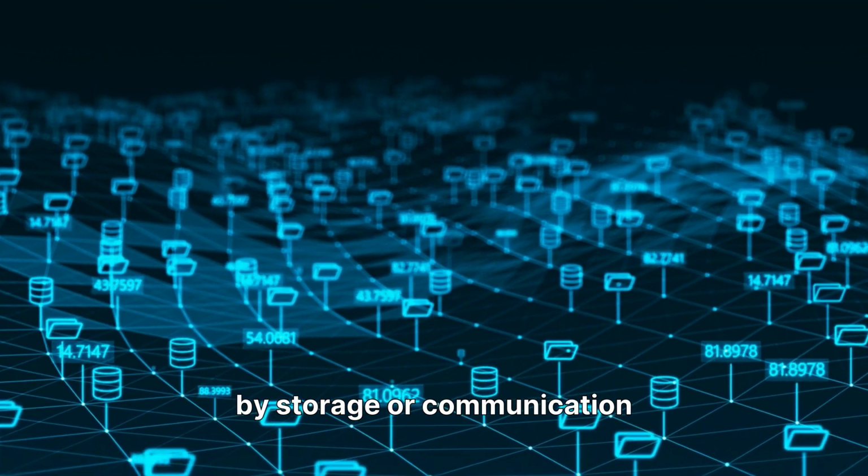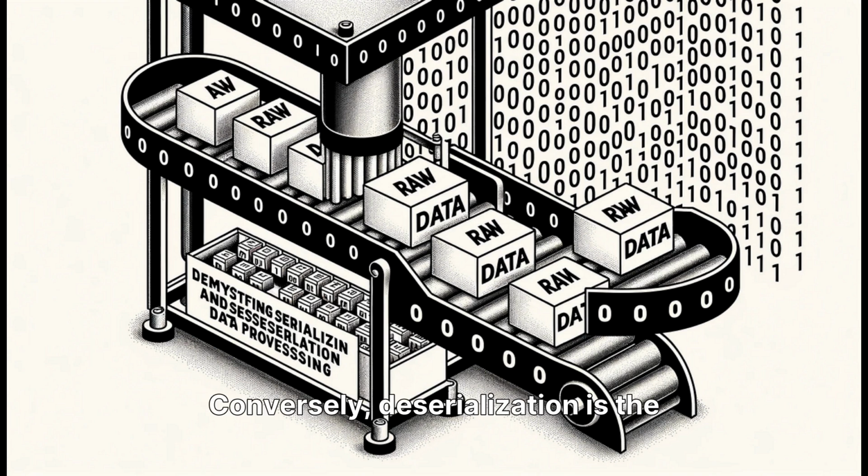storage or communication mechanisms. Conversely, deserialization is the reverse process, taking that stream of bytes and meticulously reconstructing the original object. All the data and structure are restored to their previous state, making it fully functional and usable within your application again. It's like rebuilding a complex structure from a blueprint, ensuring every detail is accurately put back into place for seamless operation. This capability is crucial for several core programming tasks.